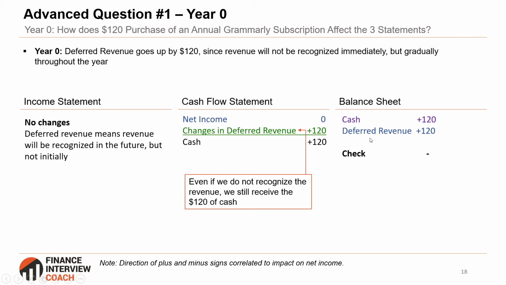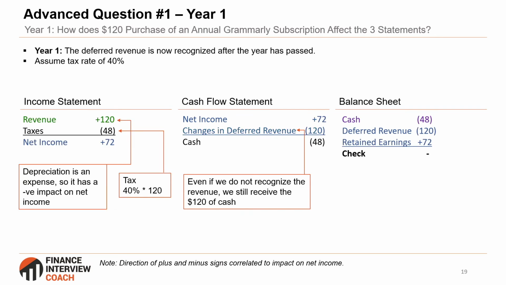That's a liability account. This account represents revenue that we still have to earn, in the sense that we haven't delivered the service yet. So we still have to deliver the service before we can take this off the balance sheet. Now, in year one, we will have delivered the service, and now we can recognize the revenue.